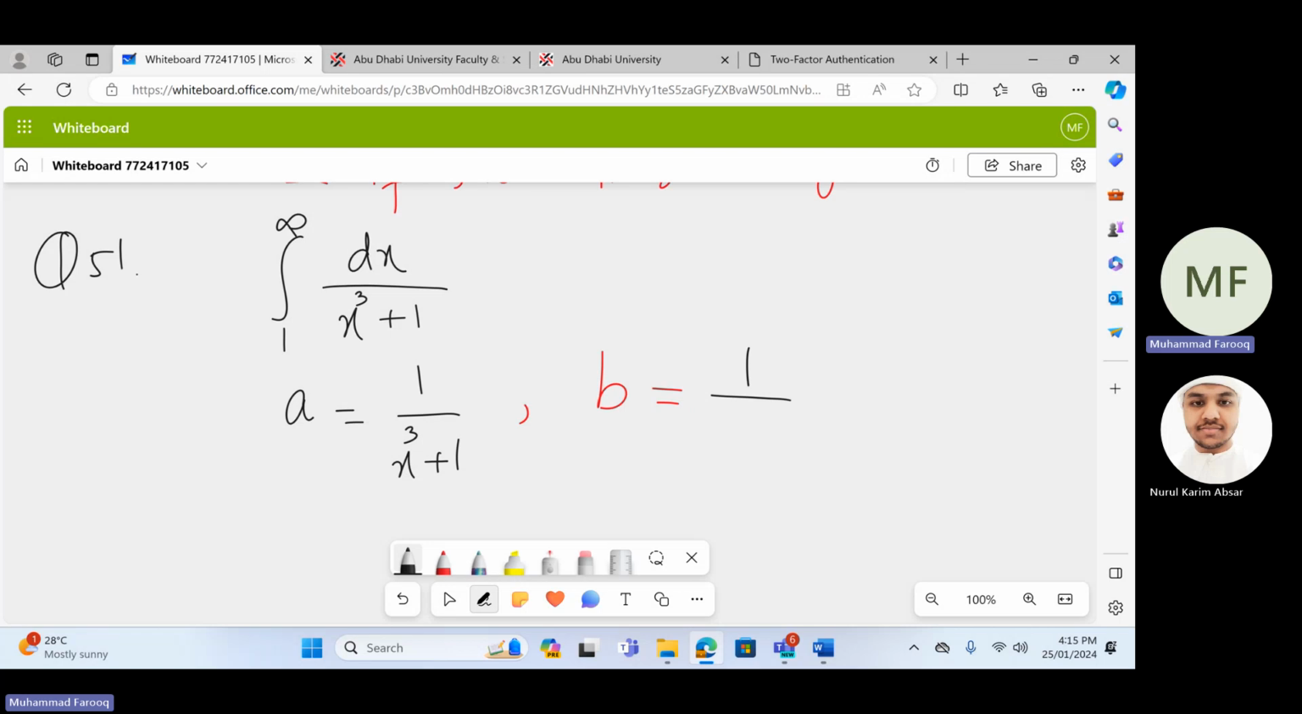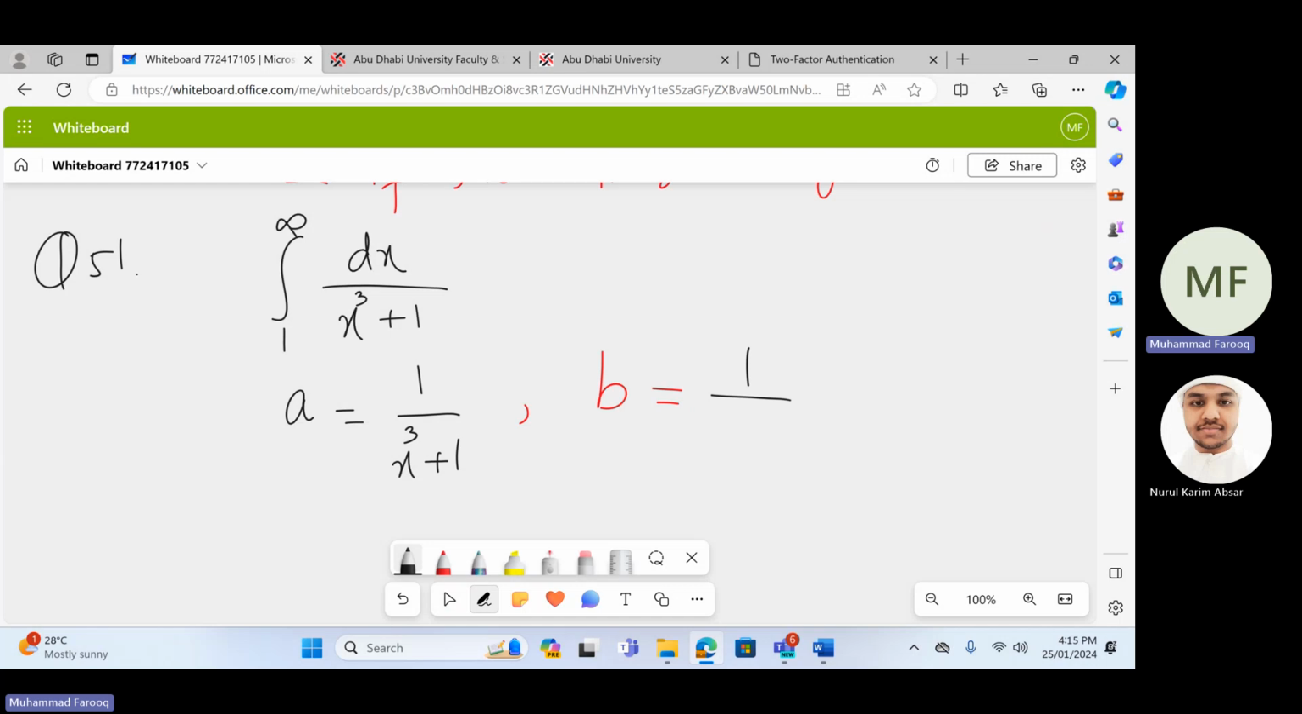Look at here. Your x is going from where to where? From 1 to infinity. Infinity means my x is going very, very large. If this x value becomes very, very large, can you compare x power 3 with 1? If you compare x cube and 1, which is the stronger value? So 1 we call insignificant.